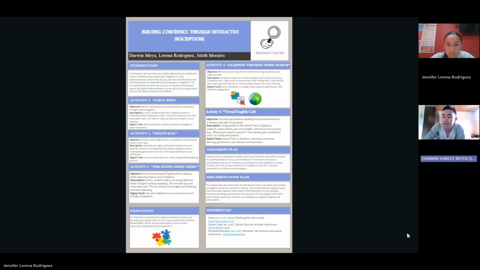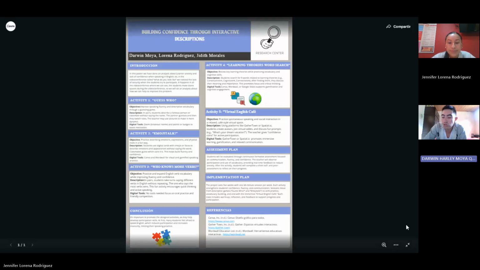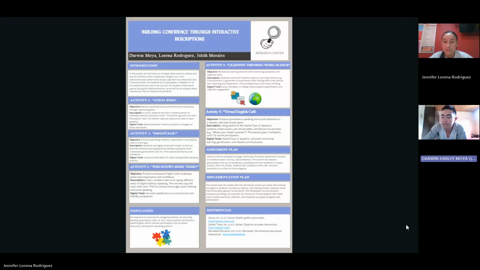one is Guess Who. For example, the students describe a person without saying the name, and it improves fluency and vocabulary. Activity two is Emoji Talk, and the explanation is the students use emojis to describe feelings and expressions in a fun way. The third activity is Who Knows More Verbs, a friendly competition to say as many verbs as possible. It builds quick thinking.